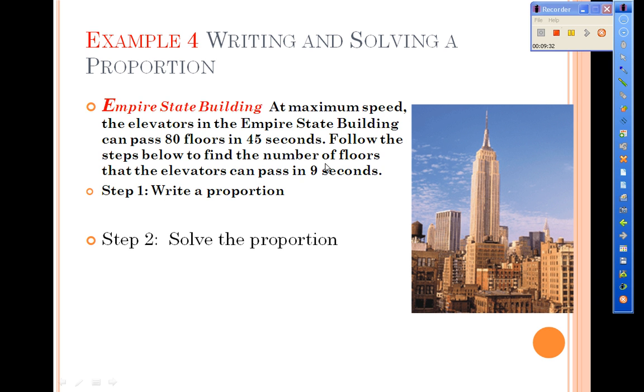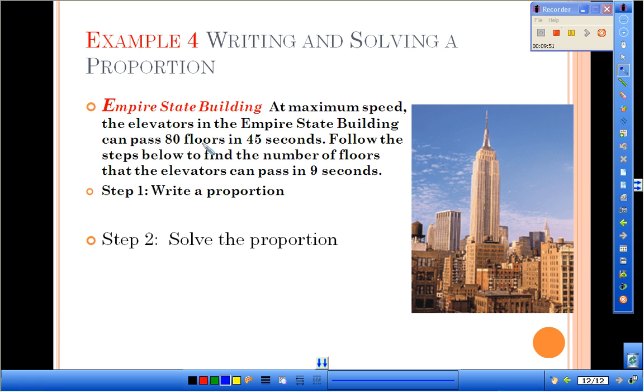Alright, here's our last example for today. It's about the Empire State Building. At maximum speed, the elevators in the Empire State Building can pass 80 floors in 45 seconds. Follow the steps below to find the number of floors that the elevators can pass in 9 seconds.